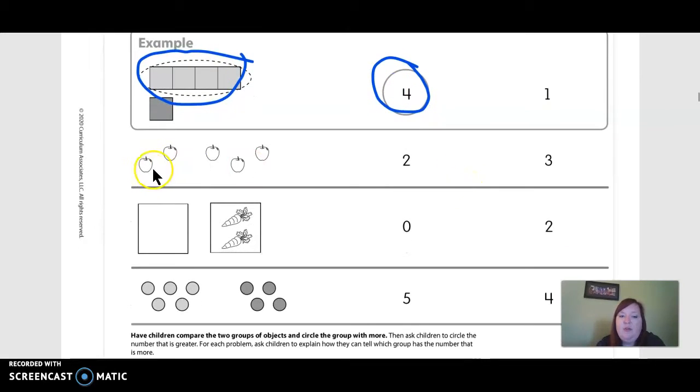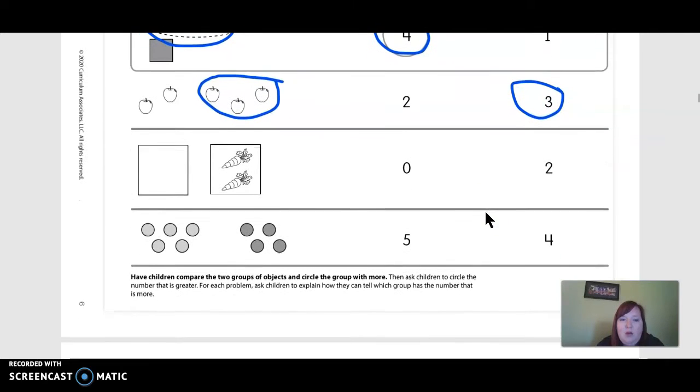Okay, the next one, our first group, we have how many apples? 2. And then our second group, how many do we have? 3. Which one is greater? Which one is more? 2 apples or 3 apples? Good. 3 is greater, so you're going to circle that and circle the number. Okay, in the first square, how many carrots are there? 0. There's none. How many carrots in the second square? 2. So which one is greater, 0 or 2? 2. Good.